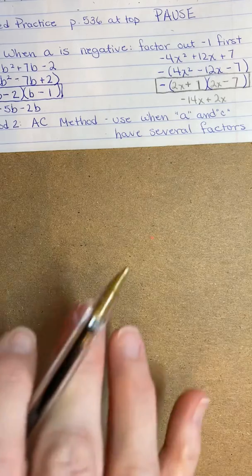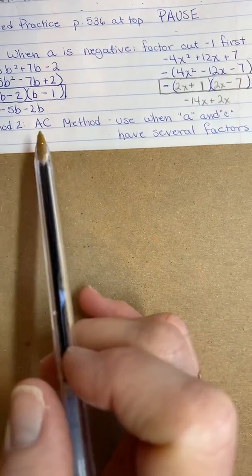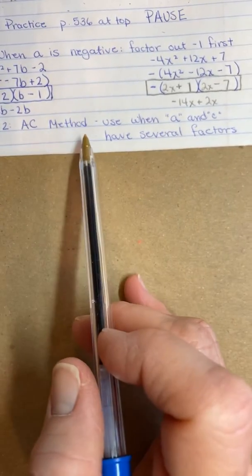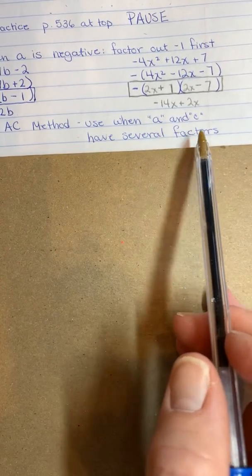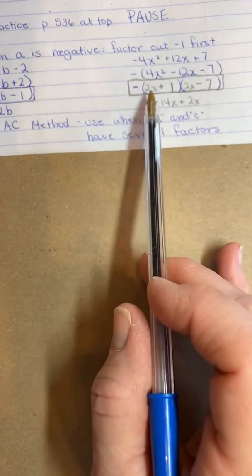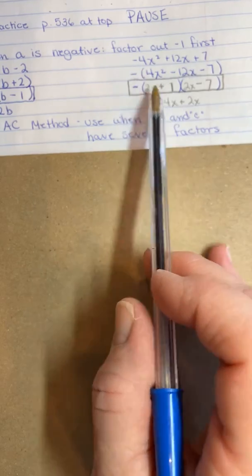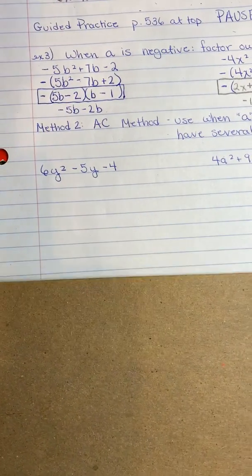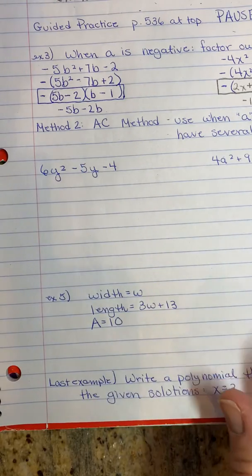Okay, now I'm going to show you a method that is not covered in your book, but it's a pretty neat thing that we can use. It's called the AC method. And we want to use the AC method when your A and your C have several factors. This one was not too bad, but you can see how it might get a little annoying if we have A's and C's that have many factors.